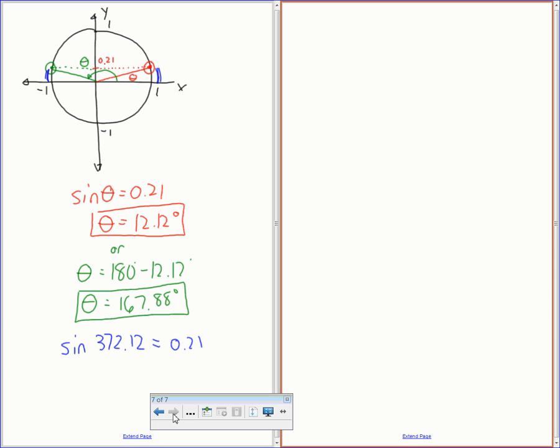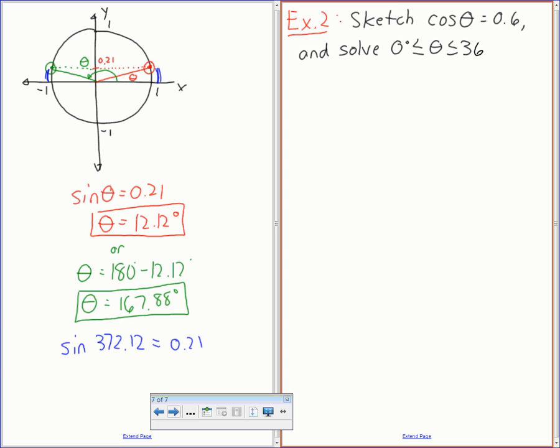Example 2. I'm going to hit pause here for a second. I'll write it on the board and then you guys can try it. Example 2: sketch cos of theta equals 0.6, and solve for theta between 0 degrees and 360 degrees. Solve this example the same way, except think of what cos will mean. Cos is not going to mean y, it's going to mean x. So solve where x equals 0.6 and draw it and see what you can do.